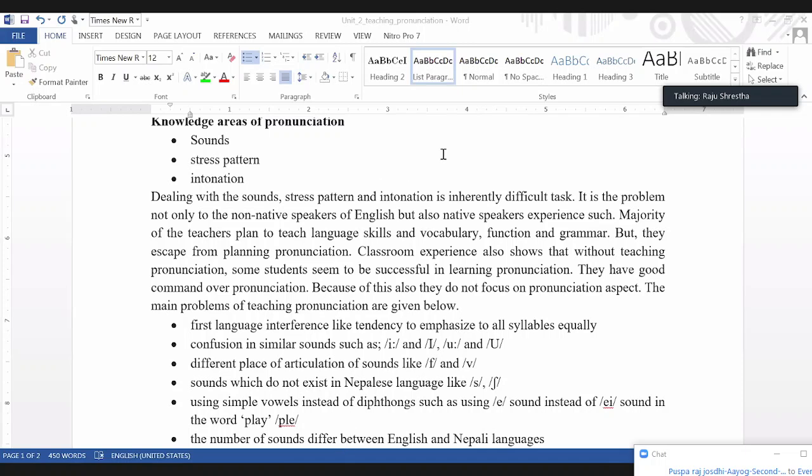Can you write in the chat box? How do we need to pronounce the word PLAY? Can you write in the chat box? Try. So it should be... yeah, Prakash has written, then Minraj, okay, Chanda, Kamal, okay, yes.